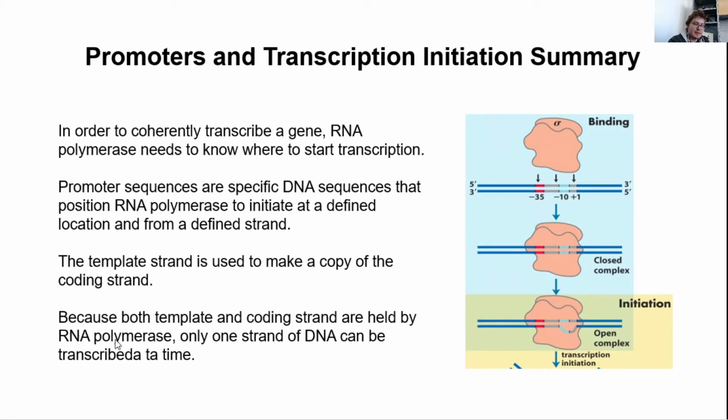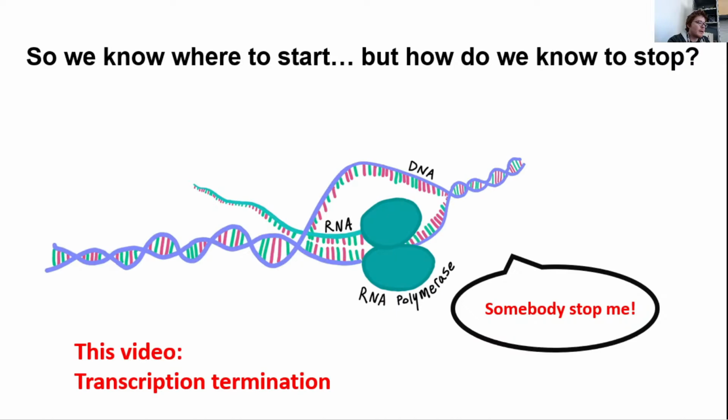And I fixed this in the slides in the previous one, but not in this one, so I will fix that again. But now that we know how to start transcribing, it's just as important to know how to stop. So what prevents RNA polymerase from just going on forever, basically making an RNA copy almost of the entire genome? And that's what we're going to learn about in this video.